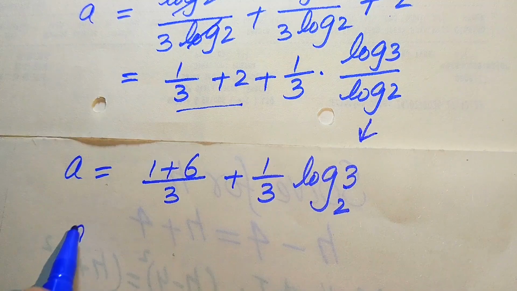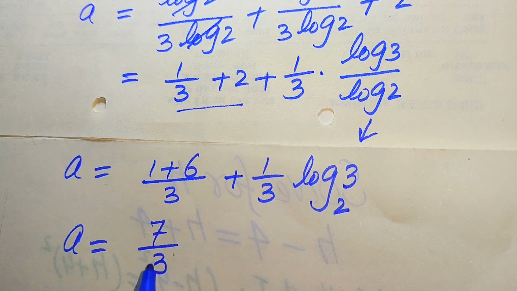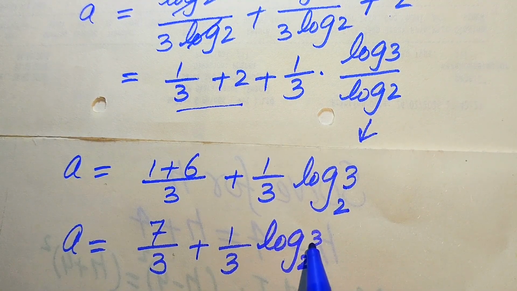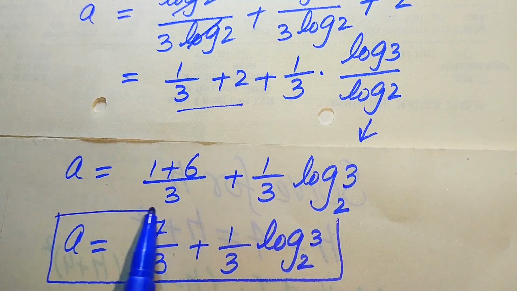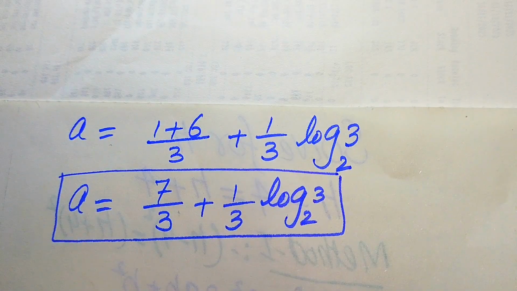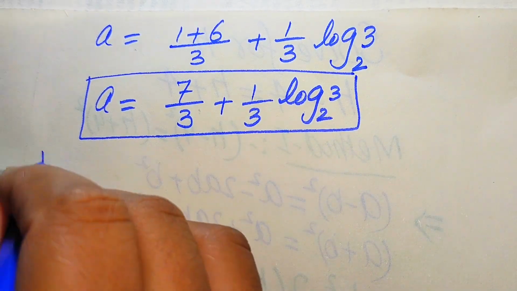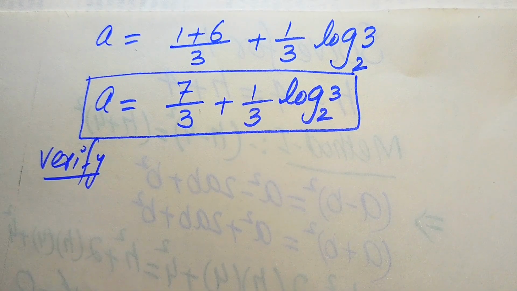So now finally we have the value of a is equal to 1 plus 6 becomes 7 divided by 3, plus this is 1 over 3 times log base 2 of 3. So this is the only one value of a which we get in this method. And now in the next steps we need to verify whether this value of a is the solution, or is this value of a an extraneous root.